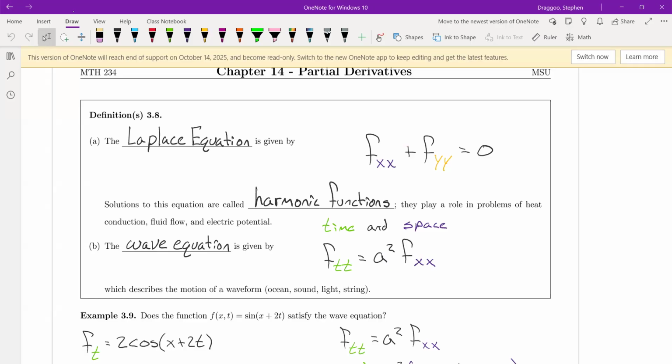However, the Laplace equation is one where the two straight second order partial derivatives added together are zero. And we call solutions to this equation harmonic functions. They can be used to describe things like heat conduction, liquid flow, and electric potential. So again, you see it a lot in physics and engineering.